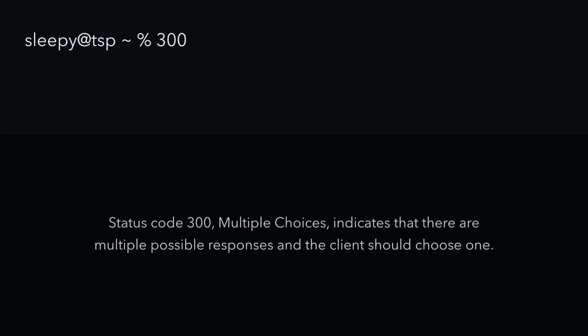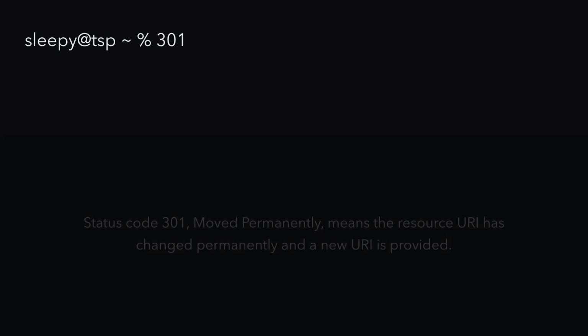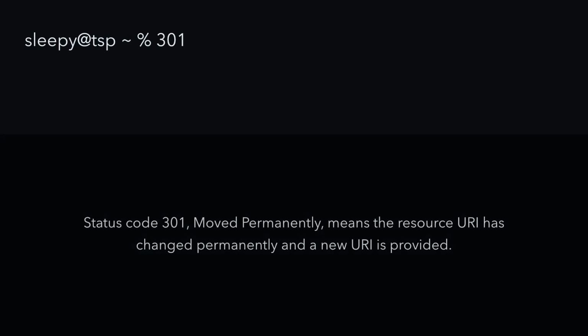Now examining status code 300, referred to as multiple choices. This status indicates that the request has more than one possible response, and the user agent should choose one of them. Proceeding to status code 301, commonly known as moved permanently. This response code means that the URI of the requested resource has been changed permanently. The new URI is given in the response.